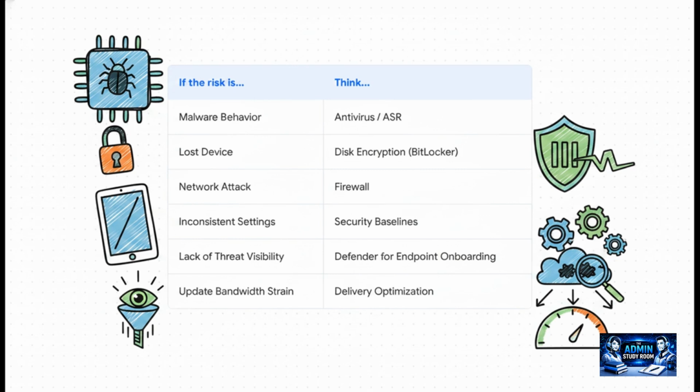If the question mentions malware, boom, you're thinking antivirus or ASR. It talks about a stolen laptop, your brain should immediately scream BitLocker. A weird network attack? Firewall. The phrase inconsistent settings? Security baselines. Lack of visibility? That's Defender for Endpoint onboarding. And if they mention a slow network during updates, it's delivery optimization. Master this mapping and you'll be in great shape.